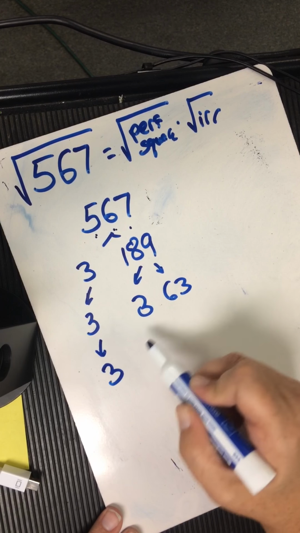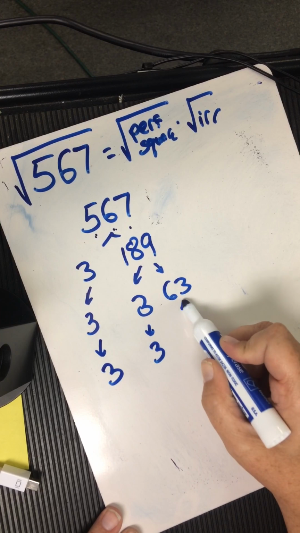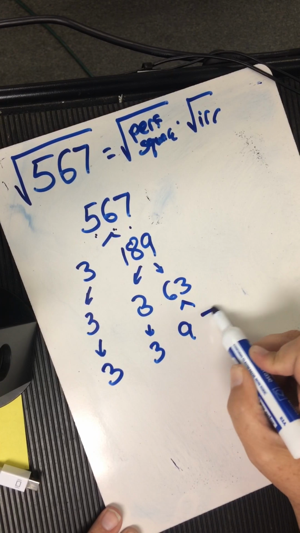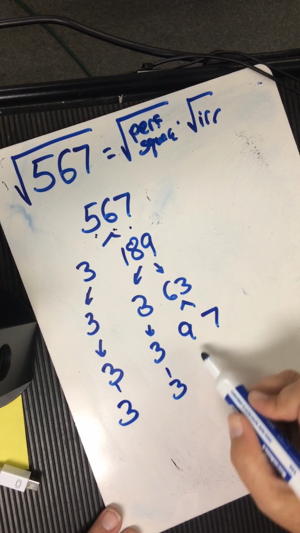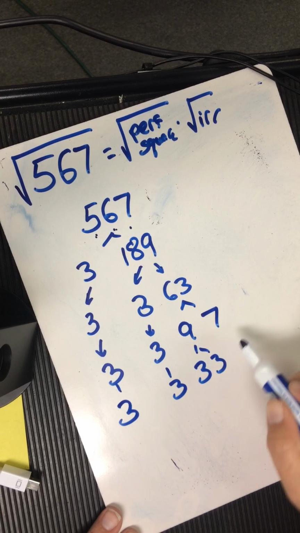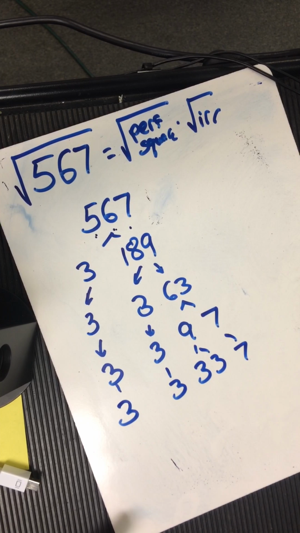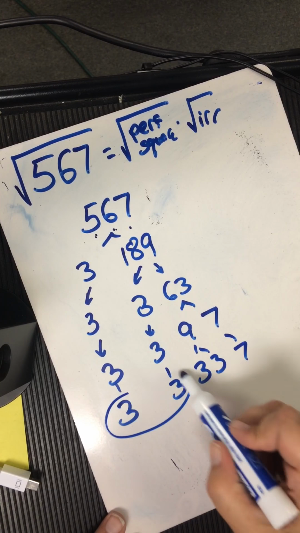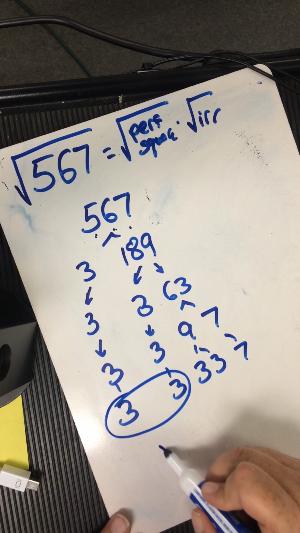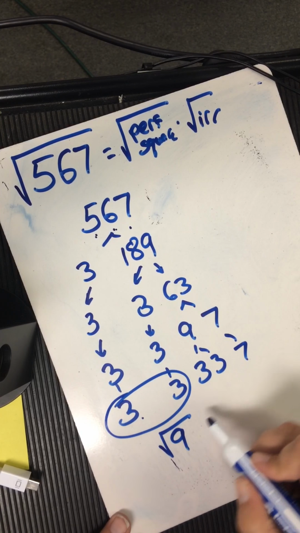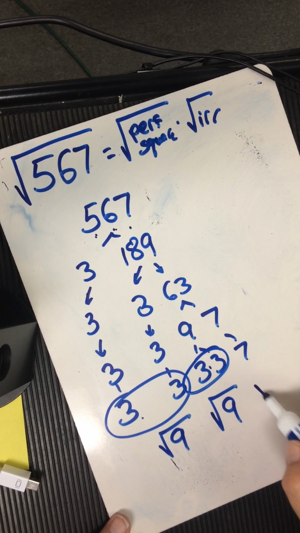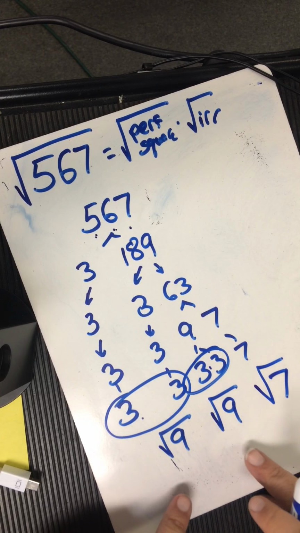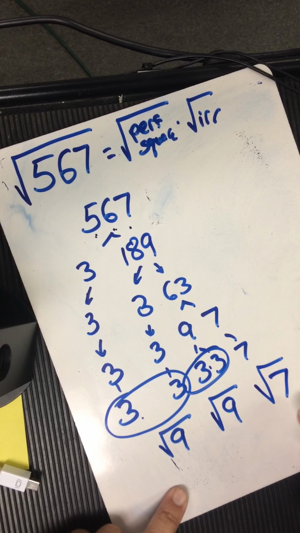All right. Hey, and I think I just found a pair, and I've got a 9, which is a perfect square. 7, almost done here. 3, 3, 9 is 3 times 3, 7. If you find the pairs, you find the squares. Here's a pair. So now I'm going to rewrite this with radicals. Square root 9, because 3 times 3 is 9. Square root 9, because 3 times 3 is 9. Square root 7. Is it true that root 9 times root 9 times root 7 equals 567?